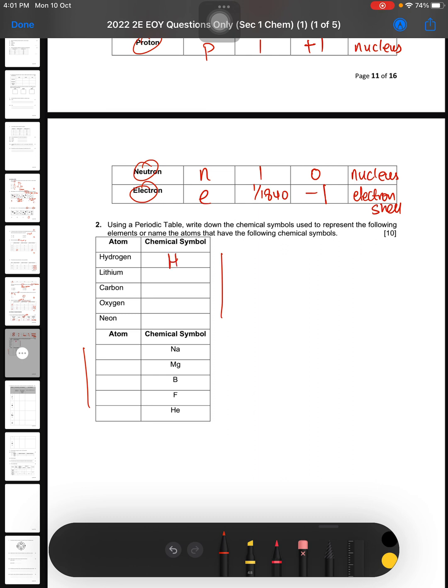Hydrogen is H, big H. Lithium is big L, small i. Carbon is C, big C. Oxygen is O, big O. Neon is Ne, big N, small e. Okay, the name of the atom for Na is sodium. Mg is magnesium. B is boron. F is fluorine. He is helium. Okay.